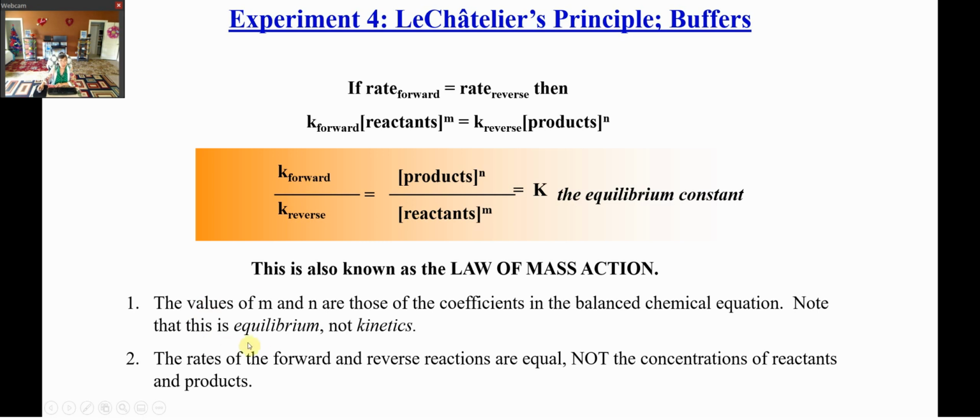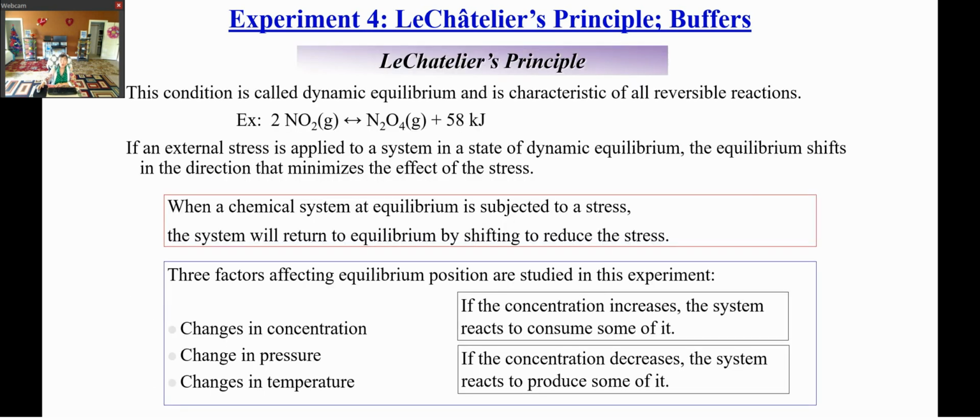So at this point, you consider the equilibrium. Equilibrium is the degree, the extent; it is not kinetics. The rate for your forward reaction and the rate for the reverse reaction are equal. That doesn't mean the concentrations of reactant and products are the same. So be advised: concentrations of reactant and concentrations of product are not necessarily the same.